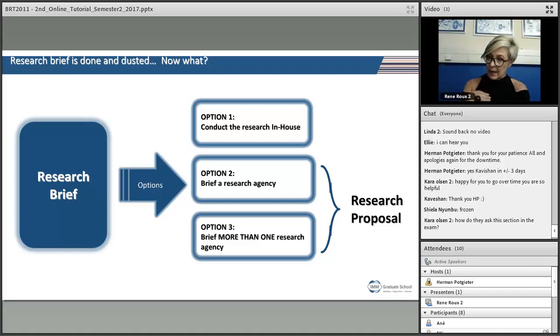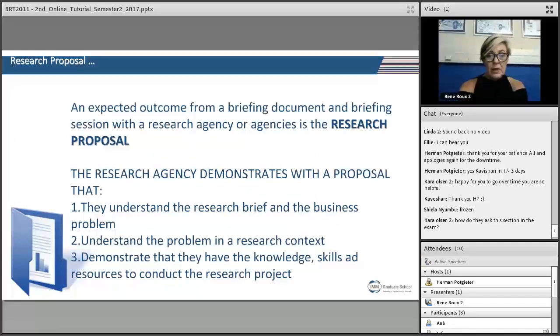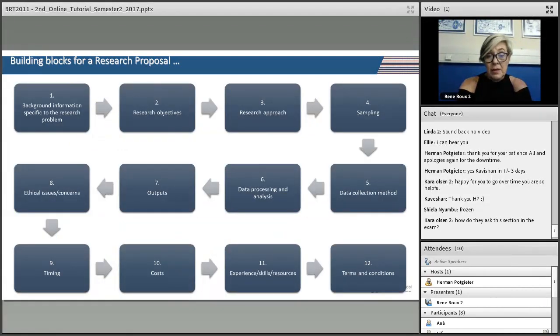Now, we've earlier discussed all the elements of a research proposal, but in the research proposal, the agency demonstrates that they understand the brief and the business problem. They understand the problem in a research context, and that they can also now demonstrate to you, prove to you, that they have the knowledge, the skills, and the resources to conduct this project for you. So it's their opportunity to prove to you that they can do it.